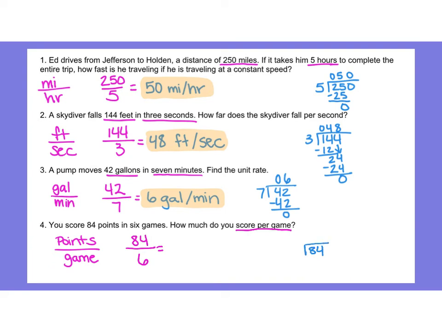So we'll set up our division problem. 6 can go into 8 one time. 6 times 1 is 6. And when we subtract, we get 2 left over. We'll bring down our 4. 6 can go into 24 4 times. And when we subtract, we get a remainder of 0. So our unit rate is 14 points are scored per game.